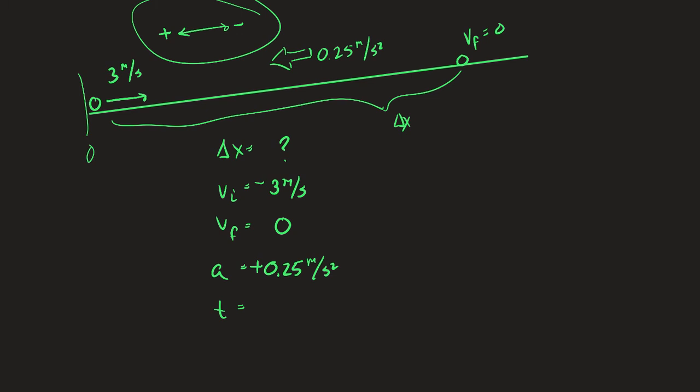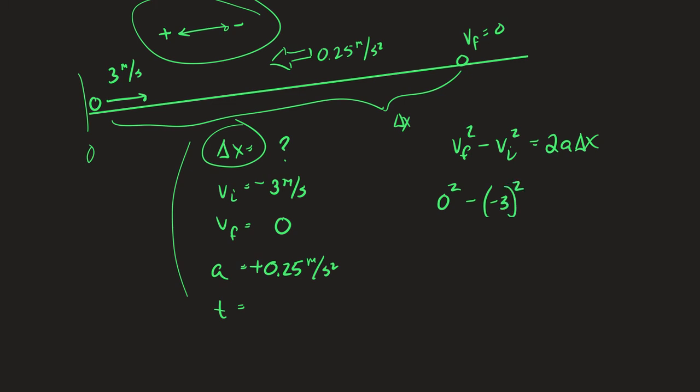So now I want displacement. I'm going to choose a relationship that has those 4 things in it. I'll be neglecting time, so that suggests I'll use v final squared minus v initial squared equals 2a delta x. So ominous. 0 squared minus negative 3 squared equals 2 times 0.25 delta x.